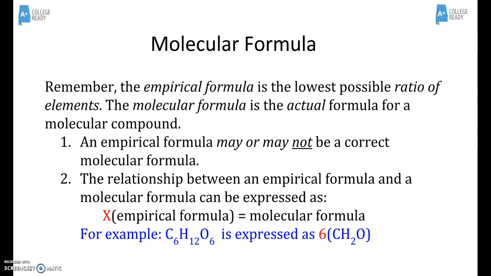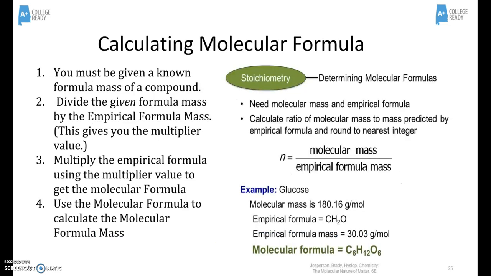So for an empirical formula, the molecular formula may or may not be the same. As in our example earlier, glucose was C6H12O6. Well, that 6 is actually a multiplier that we can find to use as a distributive property on our empirical formula of CH2O to calculate glucose. And yes, that's what we're about to do.